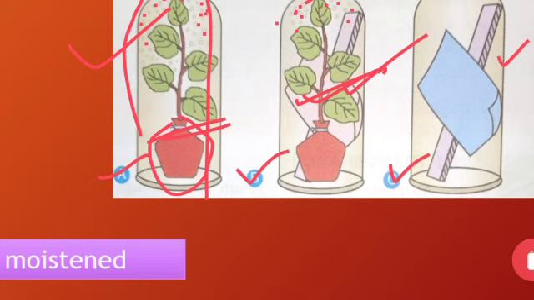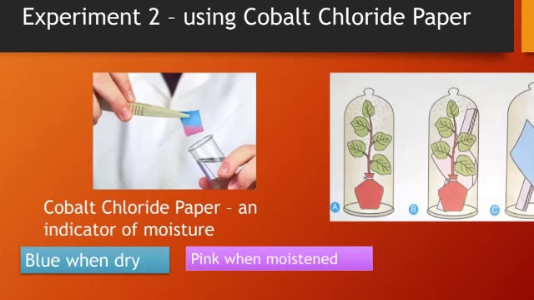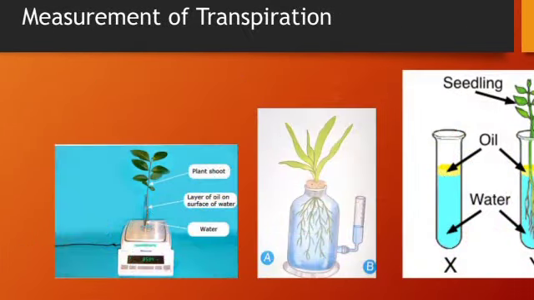In the last setup, C, there will be no change in the color. Why? Because there is no moisture present in the air inside the bell jar. So this shows that the substances which are released during the process of transpiration contain water, which is changing the cobalt chloride paper from blue to pink. Okay, so this was the motive of the experiment.